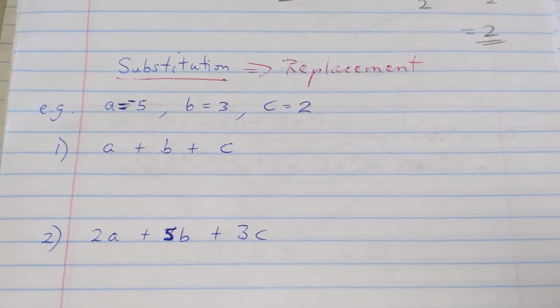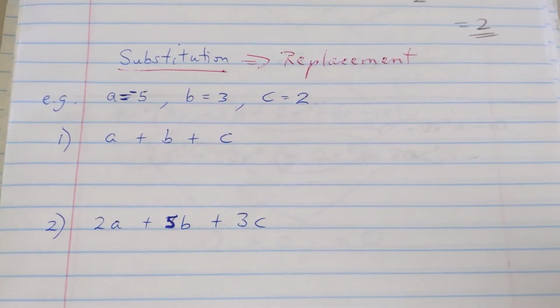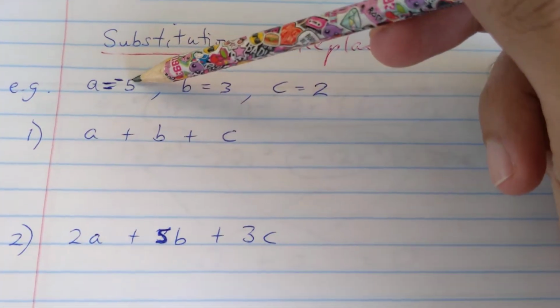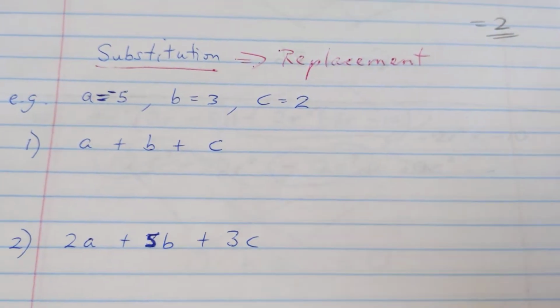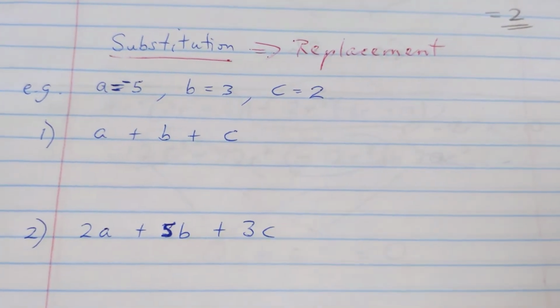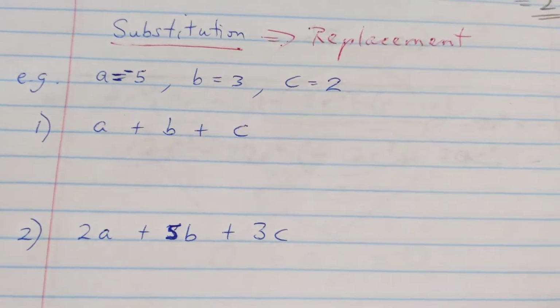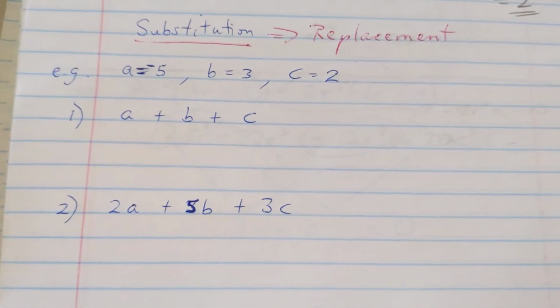So again, we just continue with the substitution, but this time I want to show you when we have a negative value, and you can see the negative value right there to substitute in, right? Again, a substitution is a replacement. I want A to be minus 5, so wherever I see A, I'm going to put negative 5 this time. B is equal to 3, C is equal to 2.